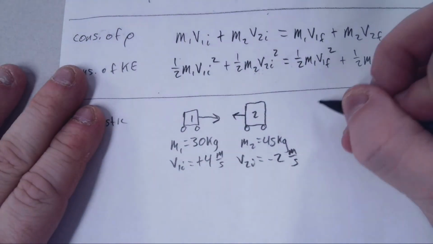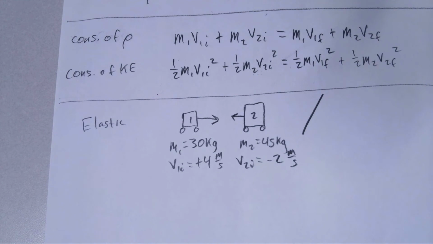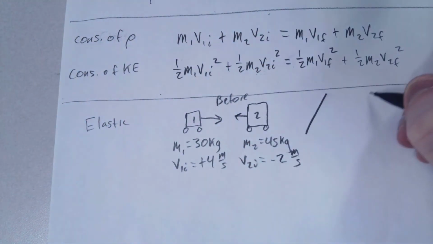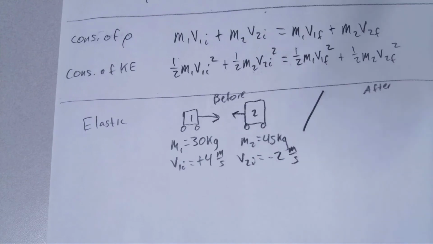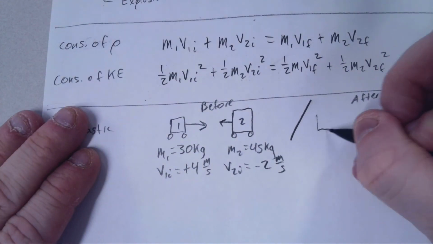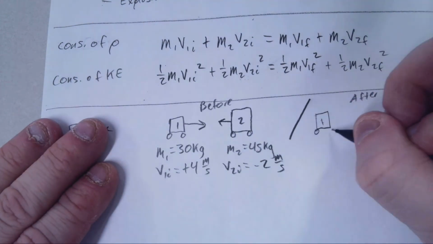Now, I typically put a dotted line. Sometimes I'll put a slash. The slash basically separates what happened before and what happened after. We're not actually looking at the collision itself. We're looking at the scenario before the collision and the scenario after. If you want to know how much force and time it takes to do that, that's where the impulse momentum equation is.